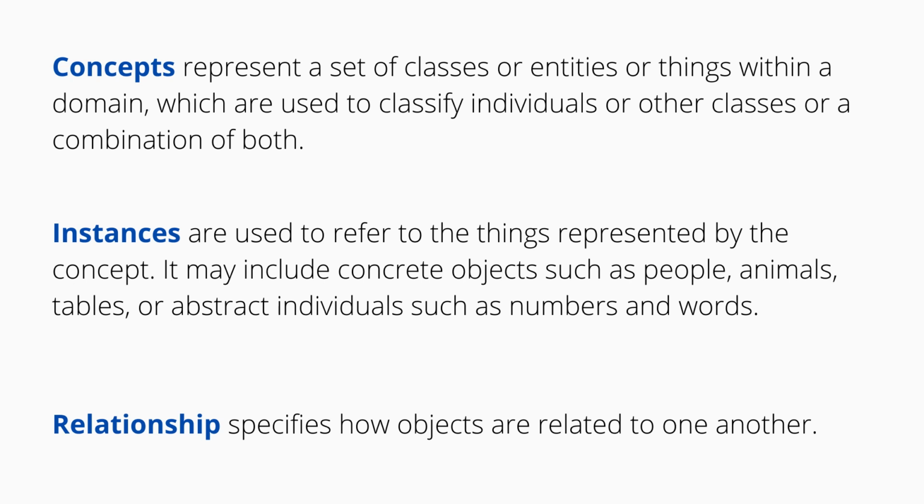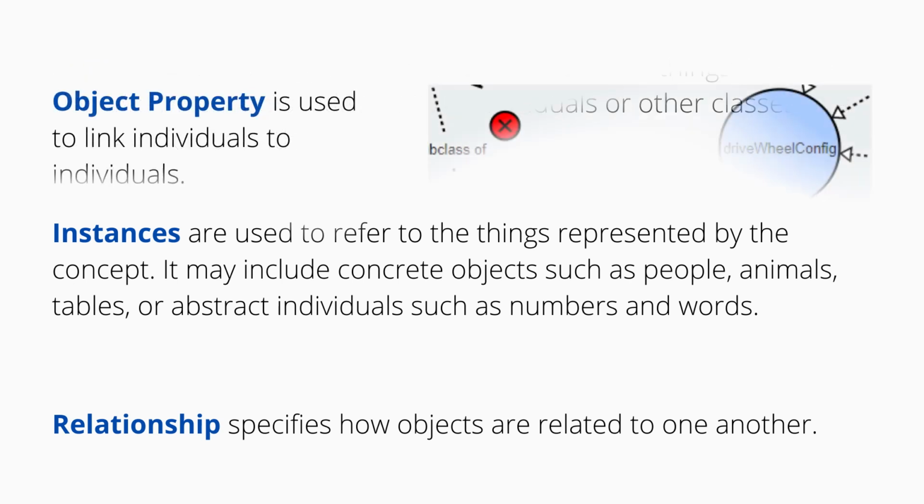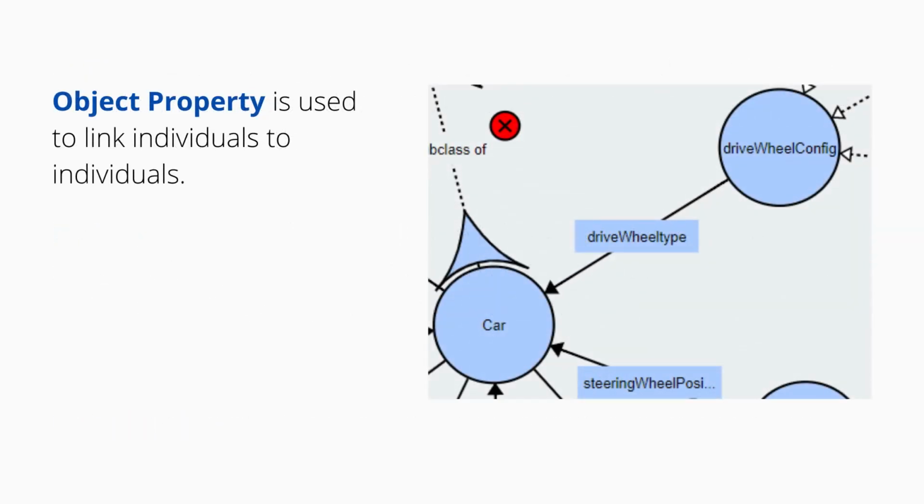Relationships in an ontology specify how objects are related to other objects. For example, John likes football. Here, likes denotes the relationship between the object John and the object football. There are two types of properties that exist for OWL. They are object property and datatype property. Object properties are used to link individuals to individuals.